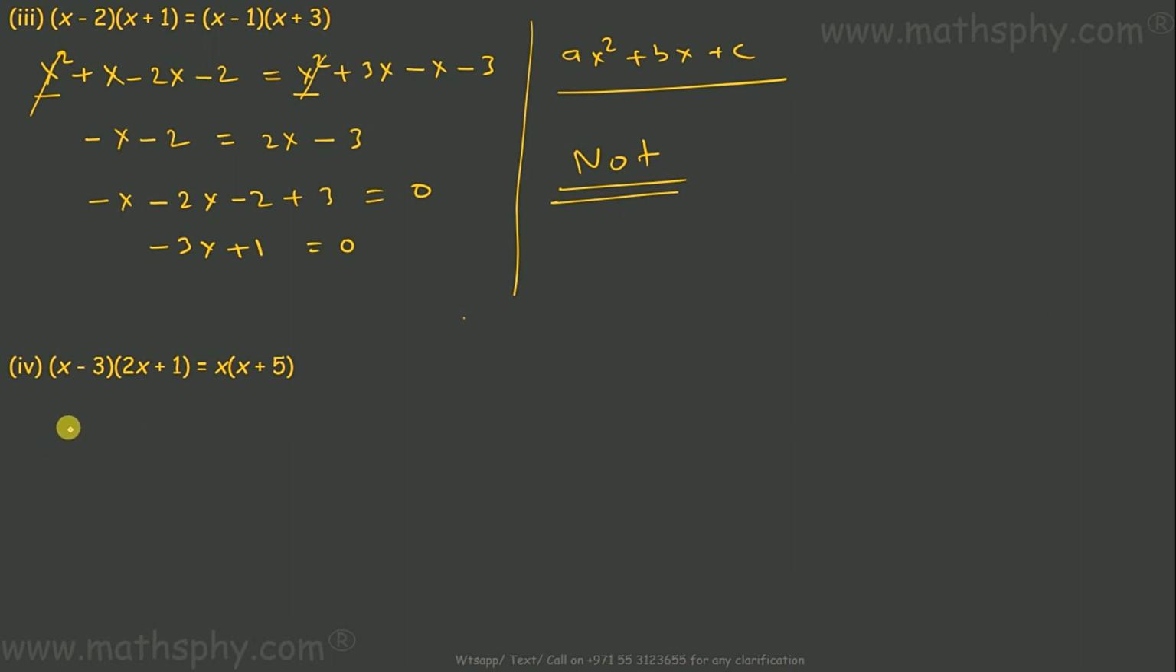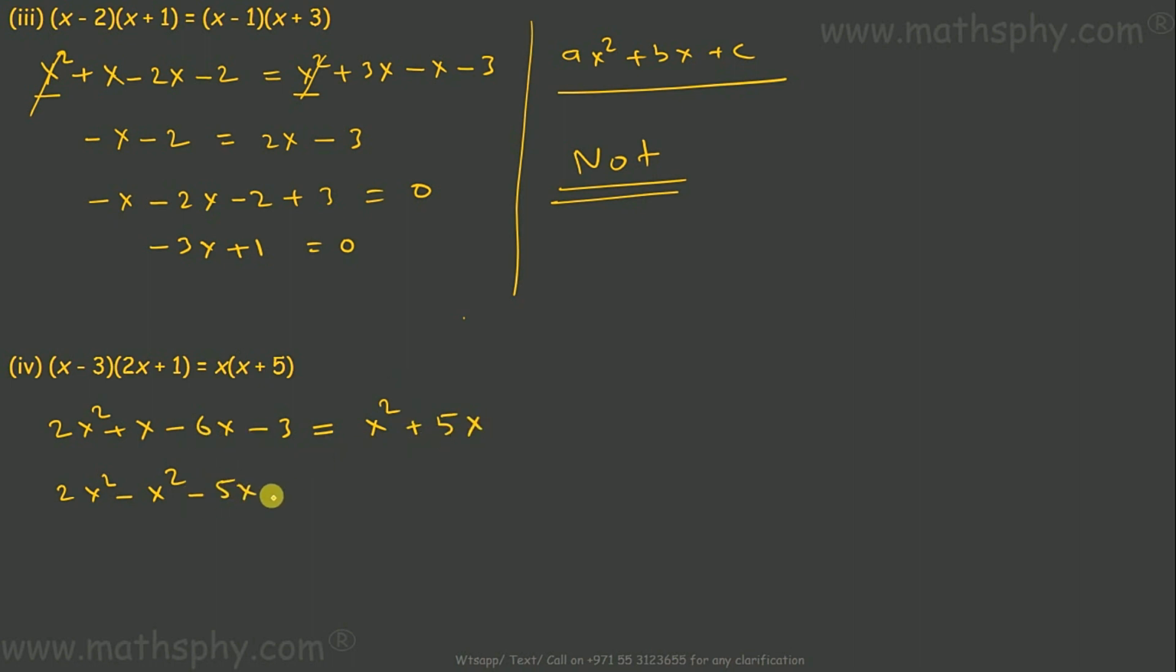This one here, x into 2x, 2x² + x − 6x − 3 equals x into x, x² + 5x. Okay, 2x² − x². This is x − 6x, negative 5x.